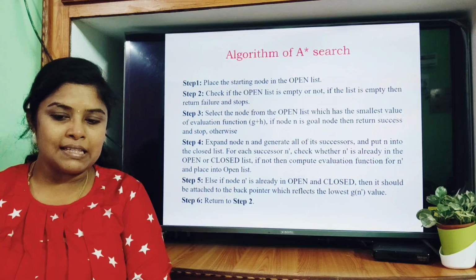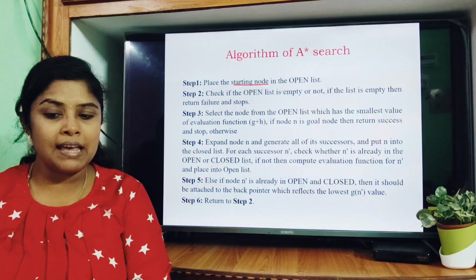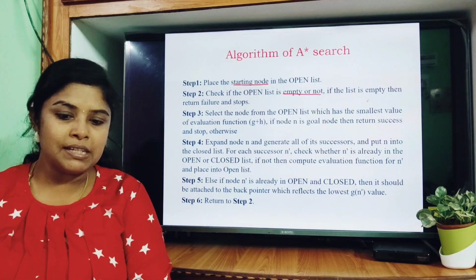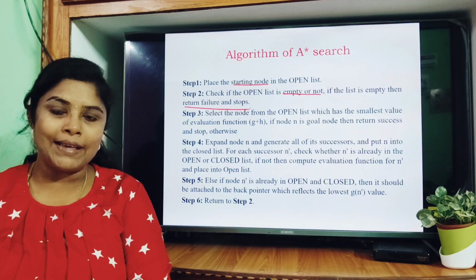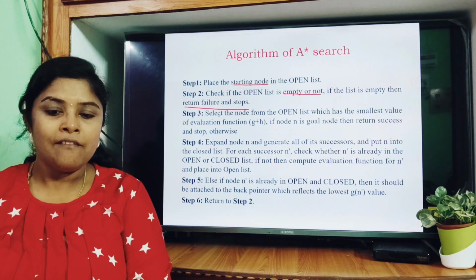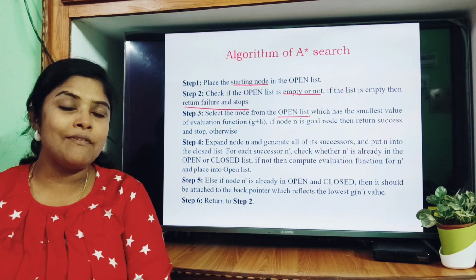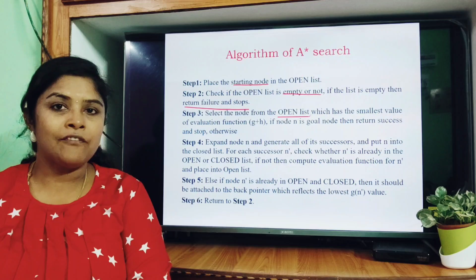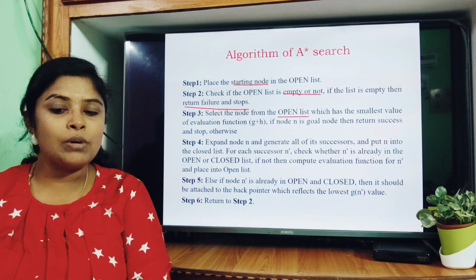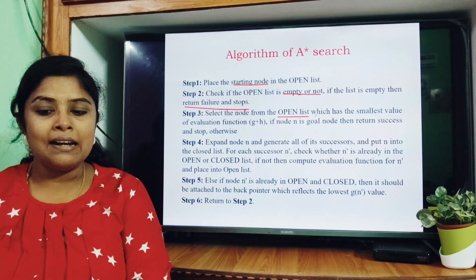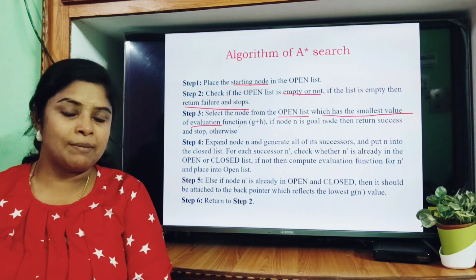So this is the algorithm of A-star search. First we have to place the starting node in the open list and then check if the open list is empty or not. If the list is empty, then we return failure because nothing is there for the algorithm to execute. Coming to step 3, we select a node from the open list. This step will be executed only when the open list is not empty. If it is empty, it will return failure. If it is not empty, then it will check which node in the open list has the smallest value of the evaluation function, which is g plus h.